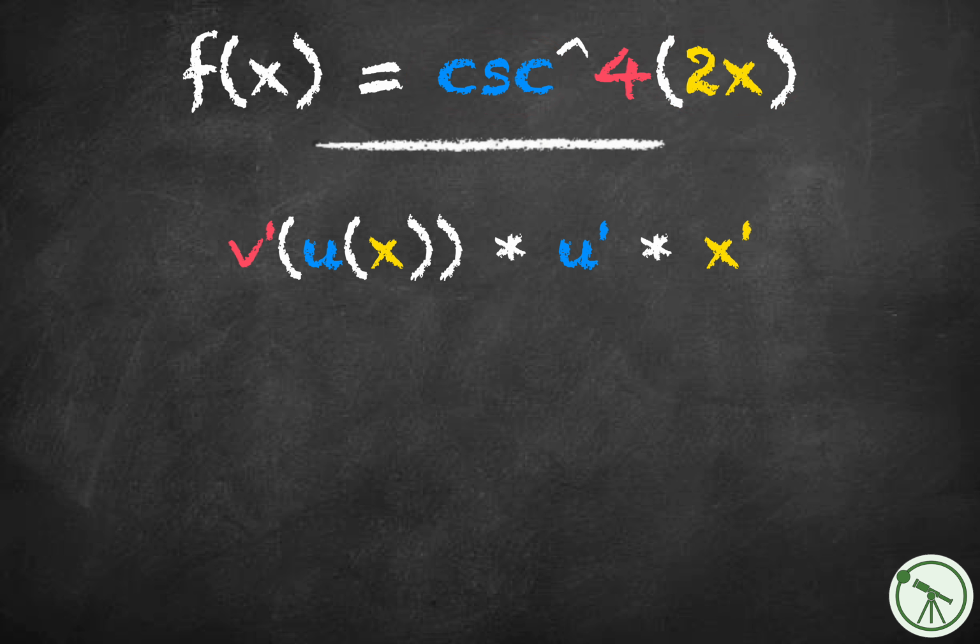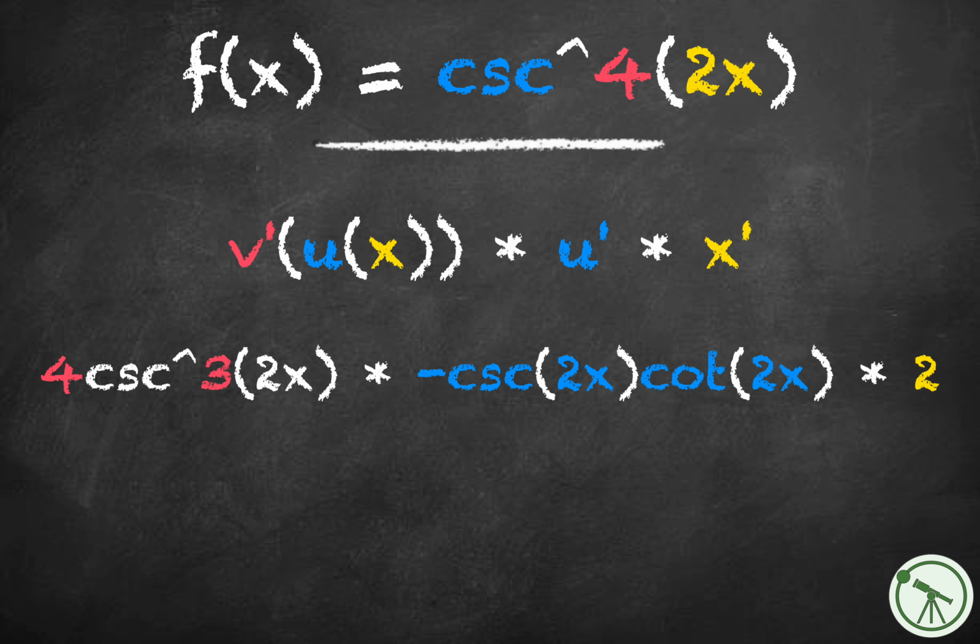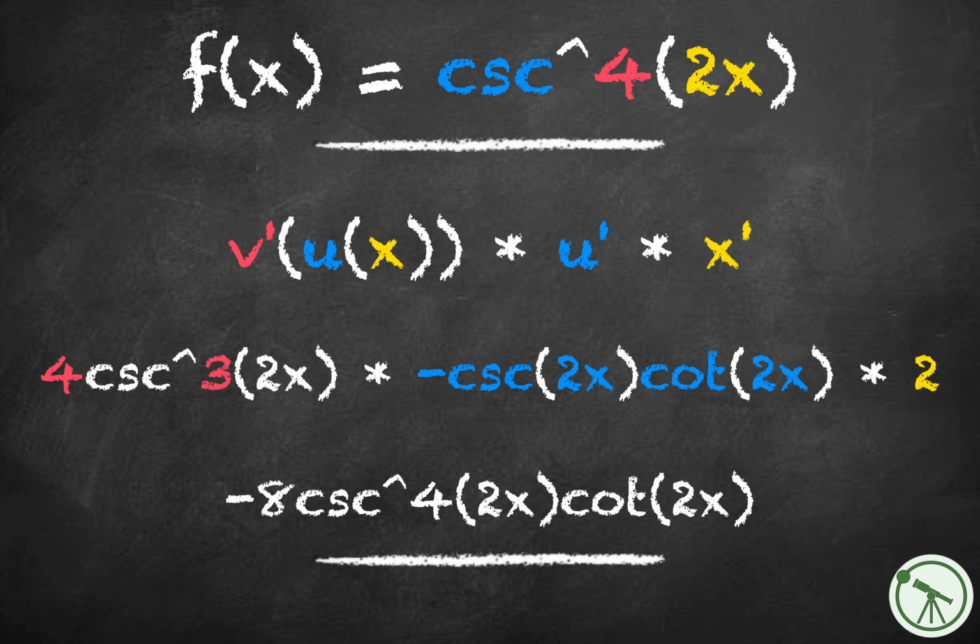So if you've been following what I've been saying, then the answer should be 4 cosecant to the 3rd 2x times negative cosecant 2x cotangent 2x multiplied by 2. And after simplifying, we should get a final answer of negative 8 cosecant to the 4th 2x times cotangent 2x.